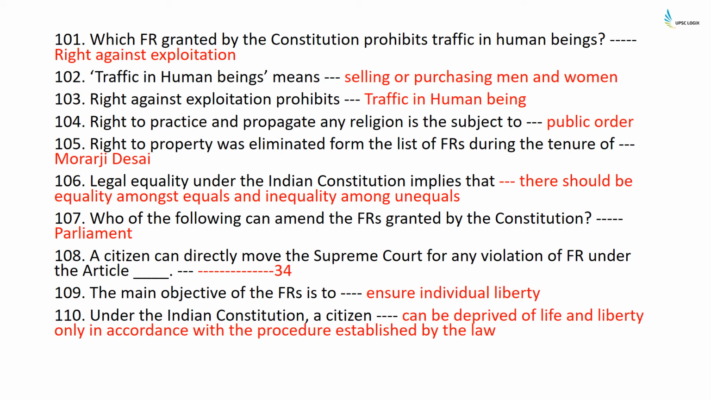Which fundamental right granted by the Constitution prohibits traffic in human beings? It is right against exploitation. Traffic in human beings means selling or purchasing men and women. Right against exploitation prohibits trafficking in human beings. Right to practice and propagate any religion is subject to public order.